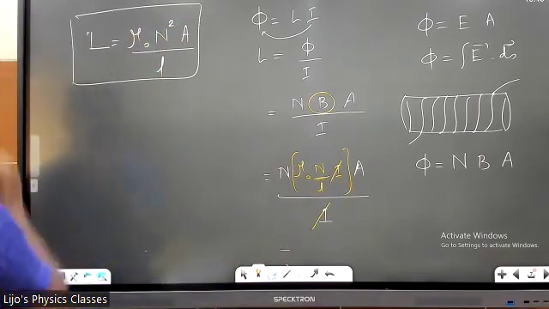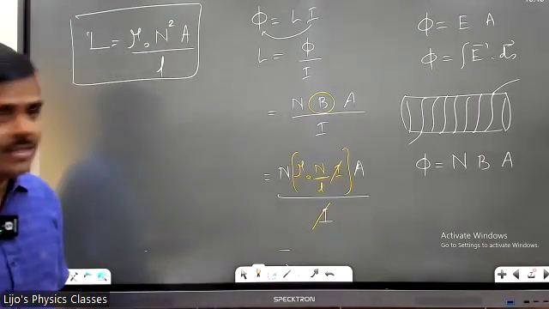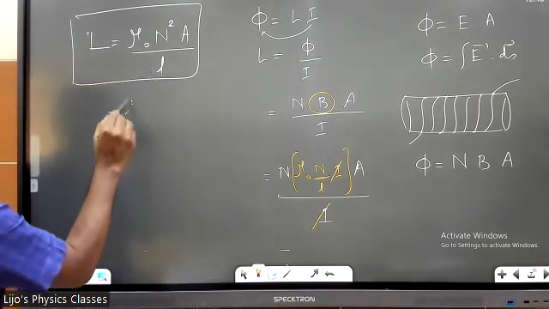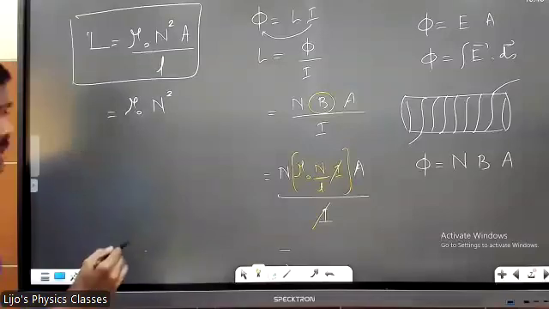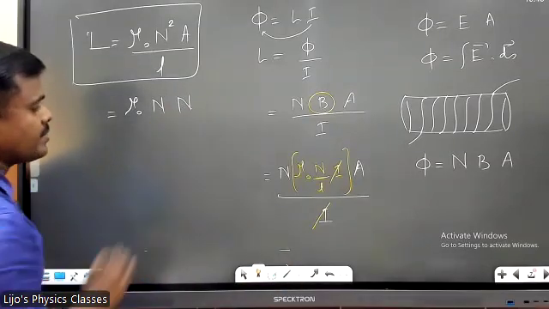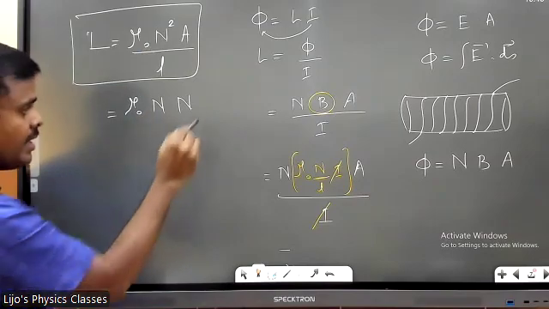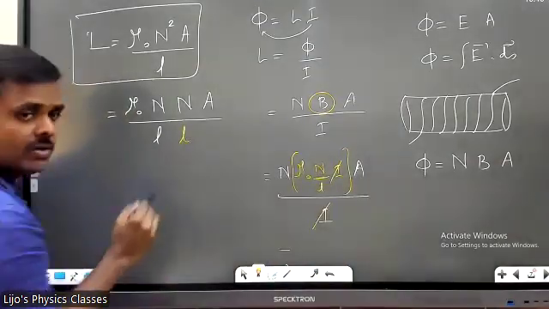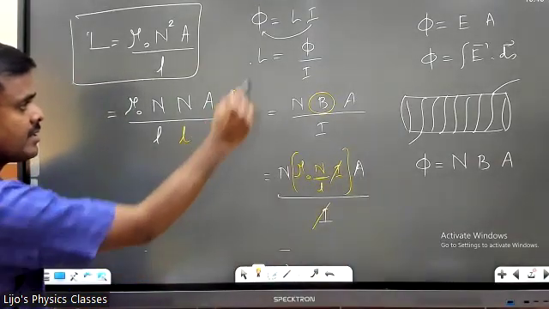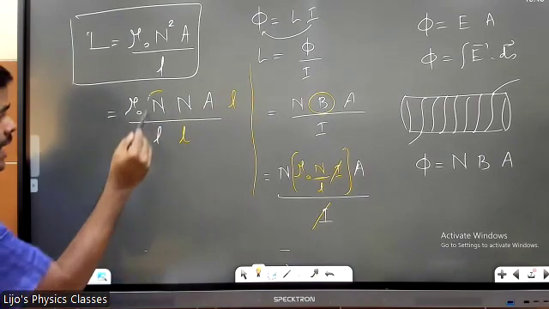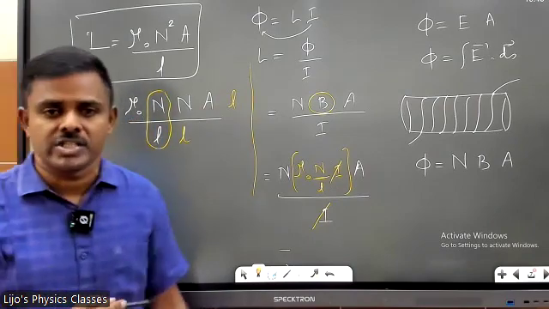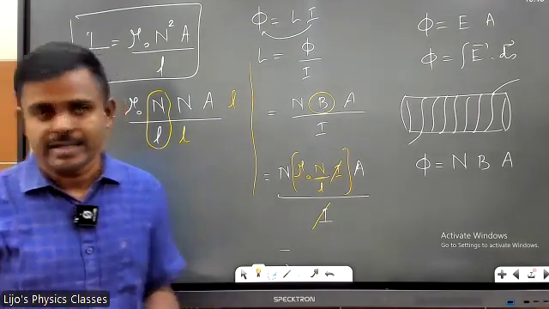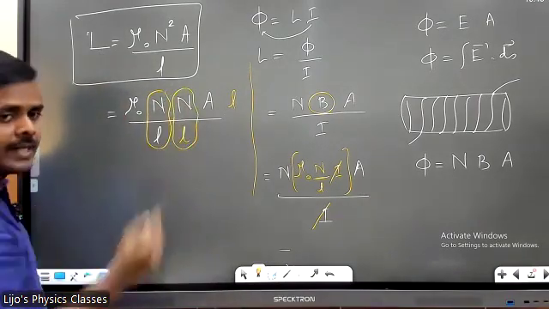You can stop here, but in school your teacher might not agree, because in the textbook they have gone one more step. This is mu 0 N square A by L. I would rather write N square as N into N, and put an extra L to compensate. Now N by L is called number density, the number of turns per unit length.